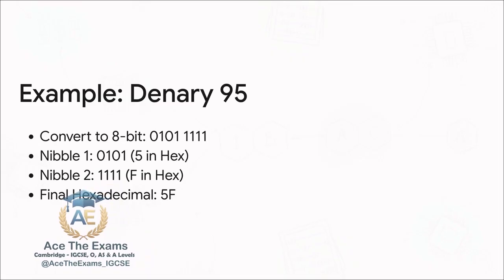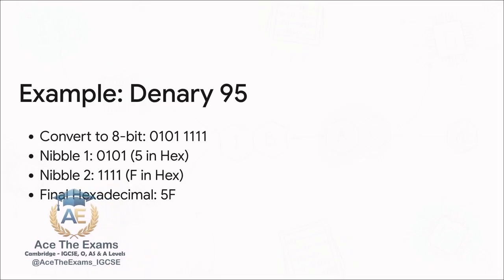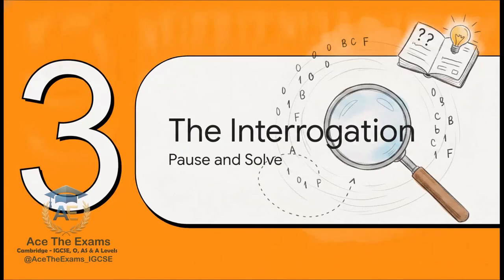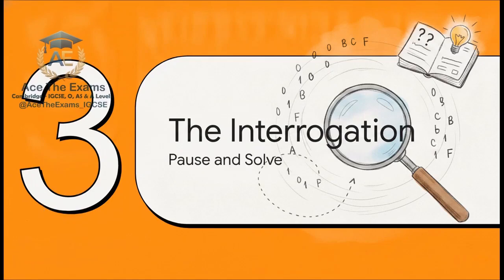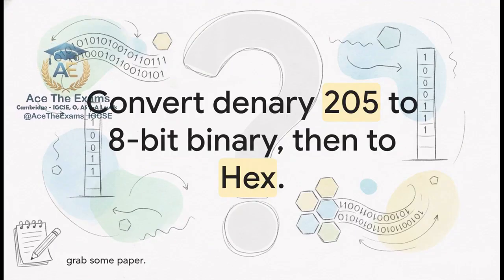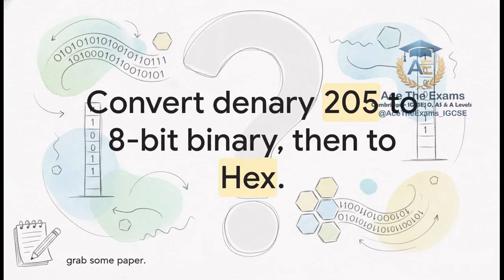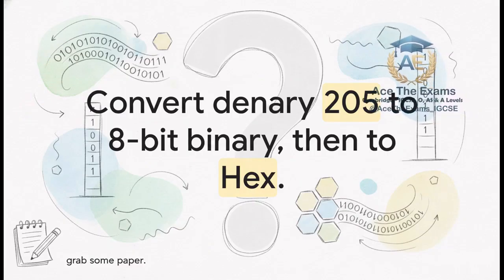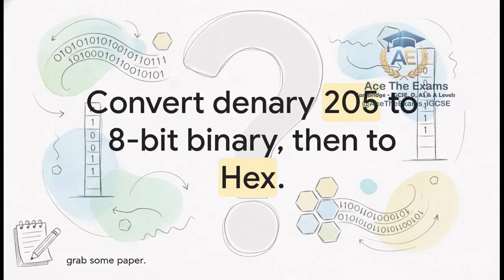Smash them together and Denary 95 securely becomes hexadecimal 5F. Nailed it. Section 3. The interrogation. Pause and solve. It's time to up the stakes a bit. You have the framework, now let's see if you can apply those detective skills. Here's your mission. Convert the Denary number 205 into an 8-bit binary number, and then convert it into hexadecimal.